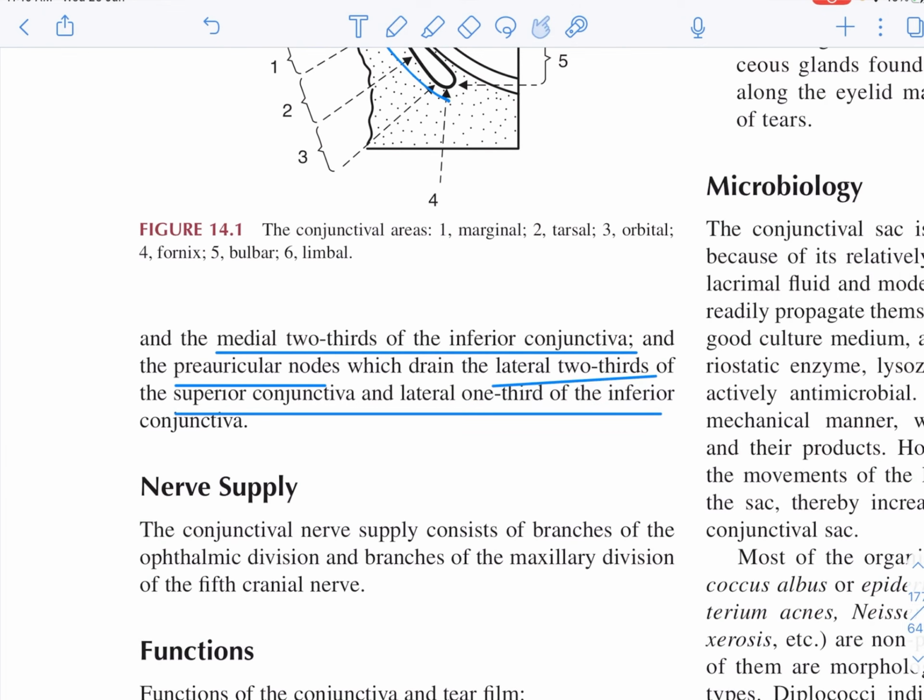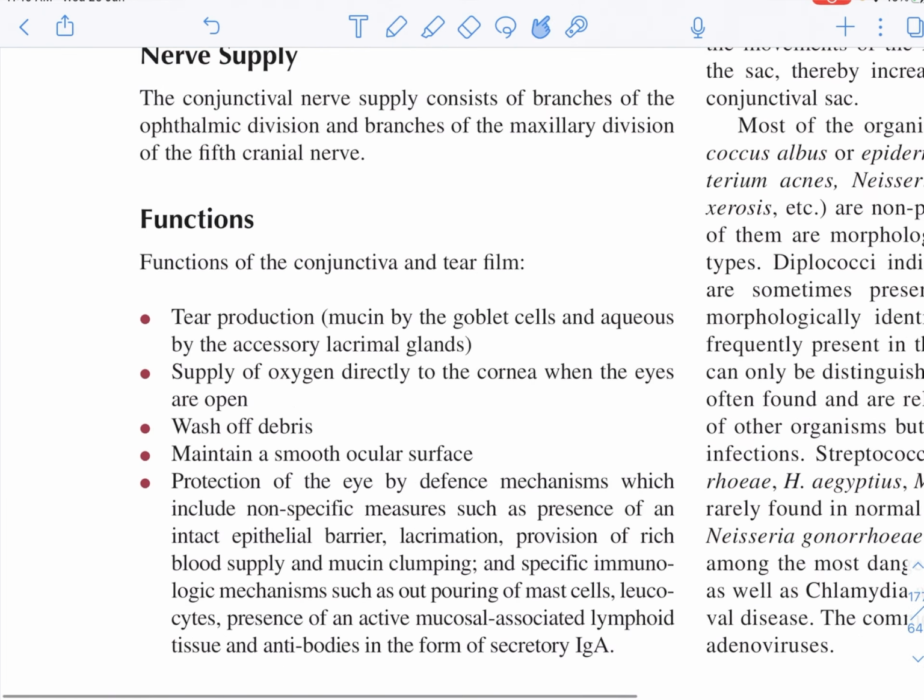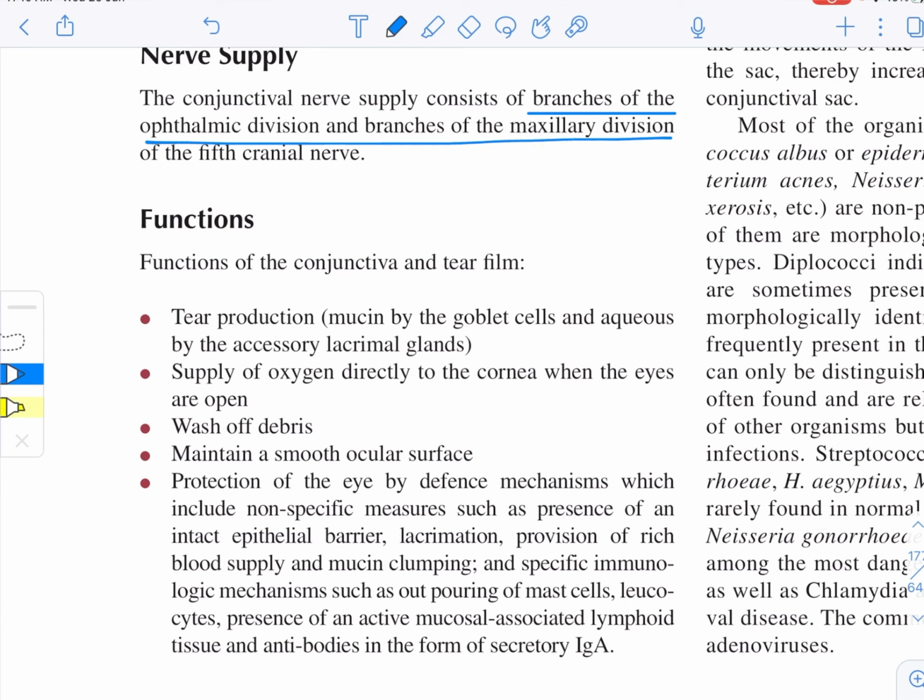Nerve supply. The nerve supply consists of branches of ophthalmic division and branches of maxillary division of the 5th cranial nerve, that is the trigeminal nerve.